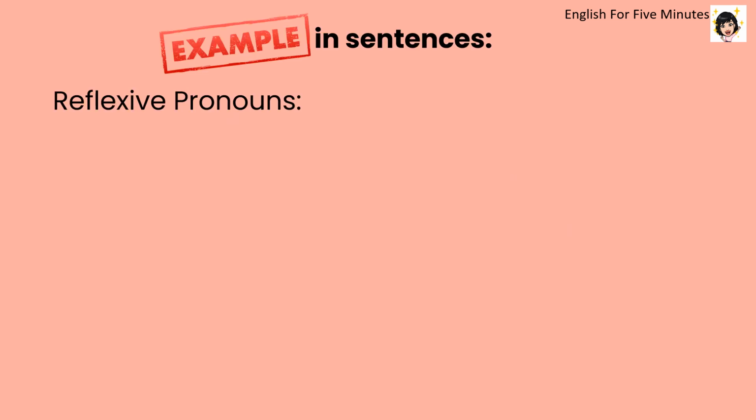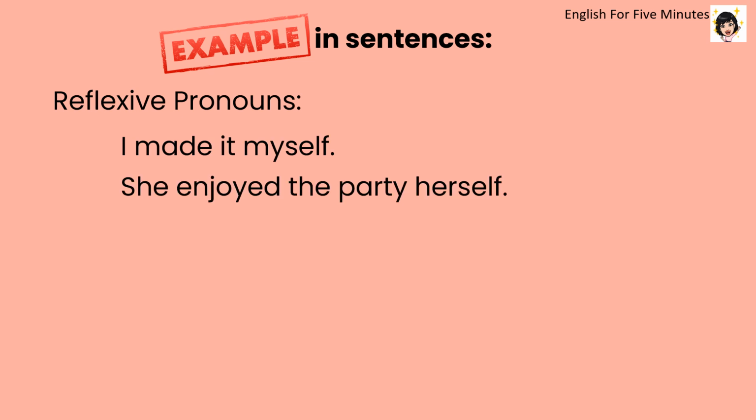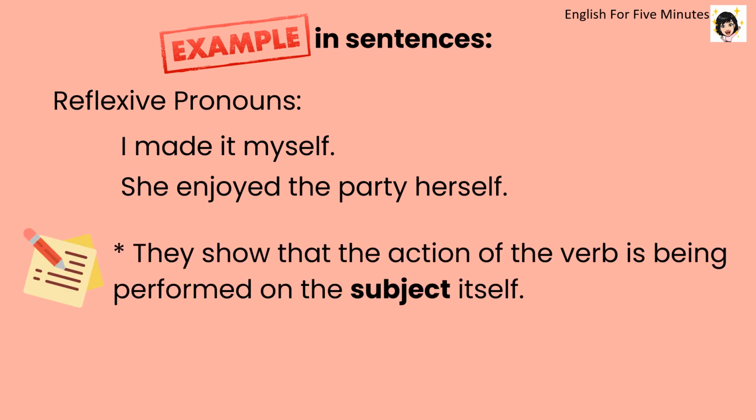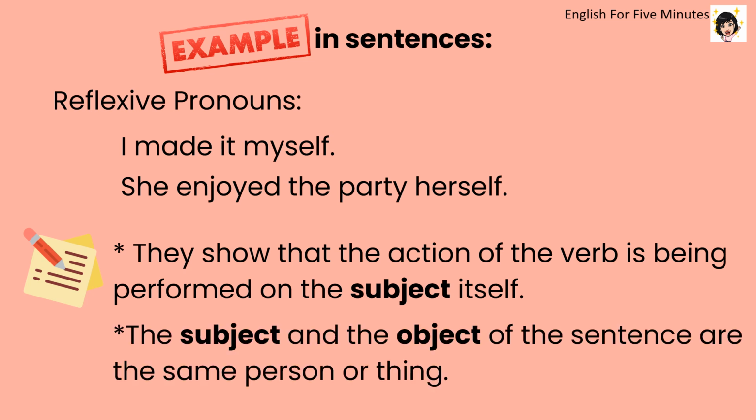Examples in sentences for reflexive pronouns. I made it myself. She enjoyed the party herself. So they show that the action of the verb is being performed on the subject itself. The subject and the object of the sentence are the same person or thing.